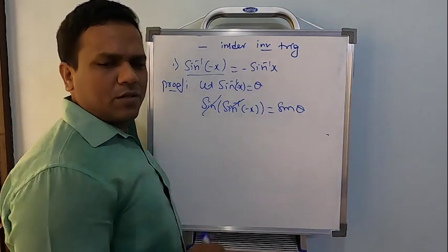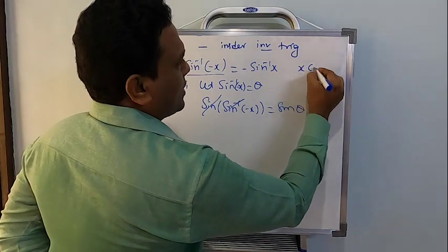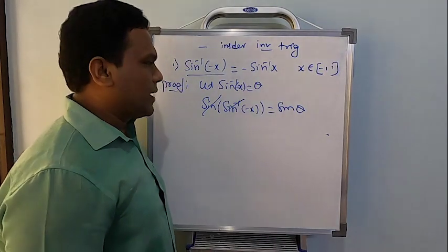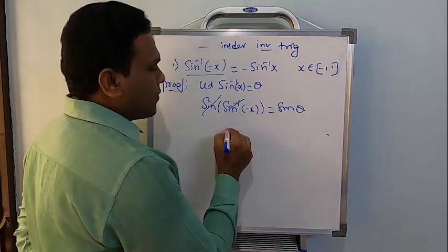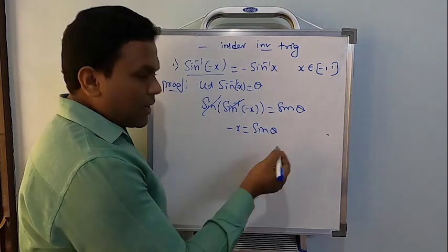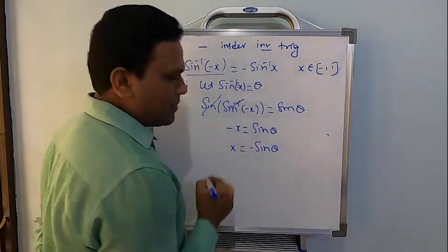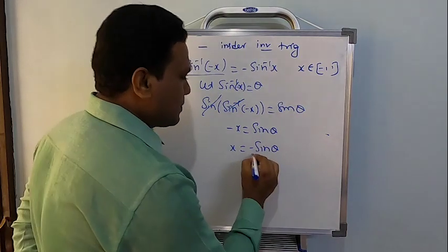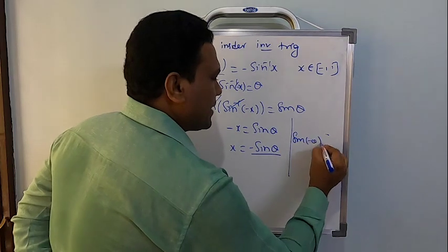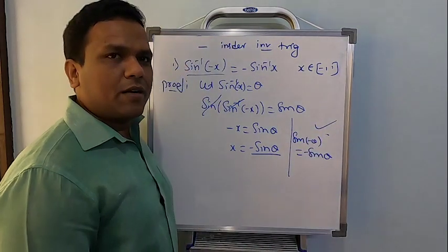They will mention the values of x actually, so not to worry. When solving this, the value of x will be in the closed interval minus 1 to 1. They will provide those values, not to worry about that. So now what I got is minus x equals sine theta. Multiplying by minus on both sides, x equals minus sine theta. And for this minus sine theta, if you remember, sine of minus theta equals minus sine theta. This we have studied in first year trigonometry.